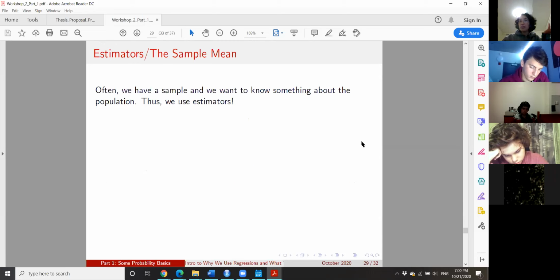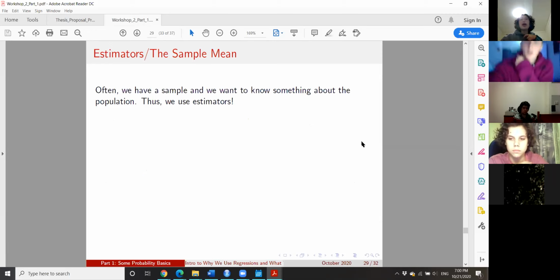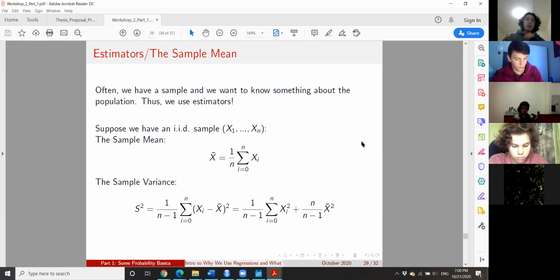So often we have a sample and we actually want to know something about the population. In fact, this is usually the case. Usually we don't know in real life the actual distributions of things, and we have some sort of realization of that, and we want to know something about everything else, right? And therefore we use estimators.